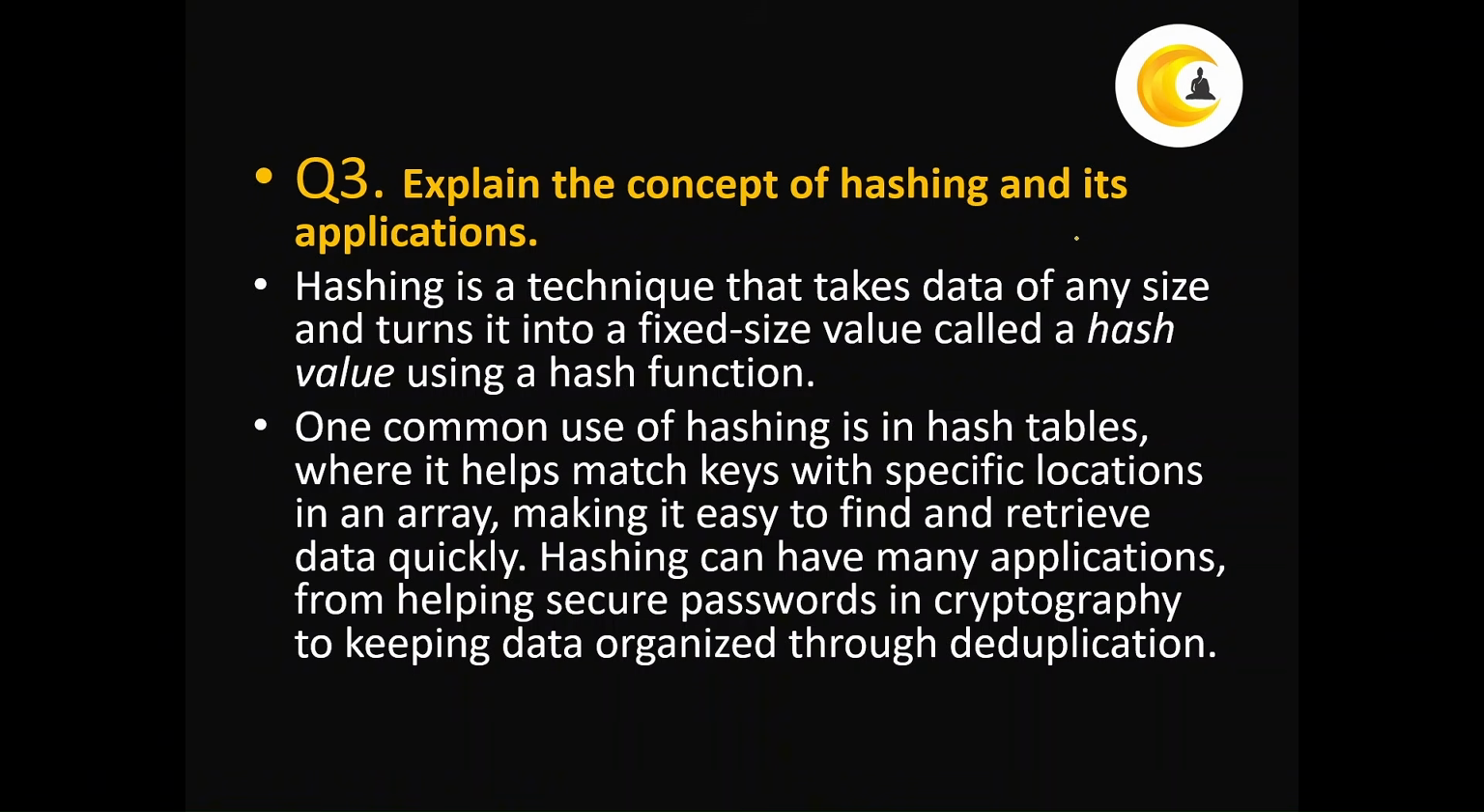Explain the concept of hashing and its application. What is hashing basically? So hashing is a technique that takes data of any size and turns it into a fixed size value called the hash value using a hash function. Okay, one common use of hashing is hash tables, where it helps to match keys with specific locations in the array, making it easy to find and retrieve data quickly.